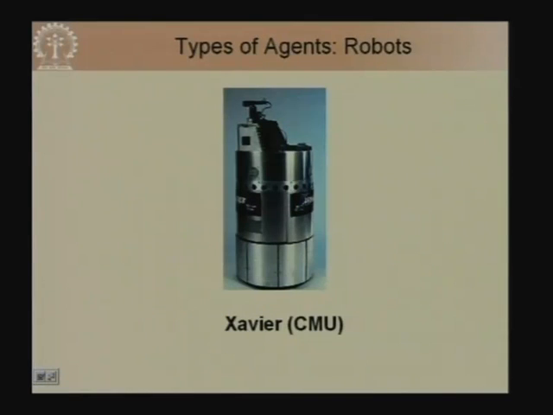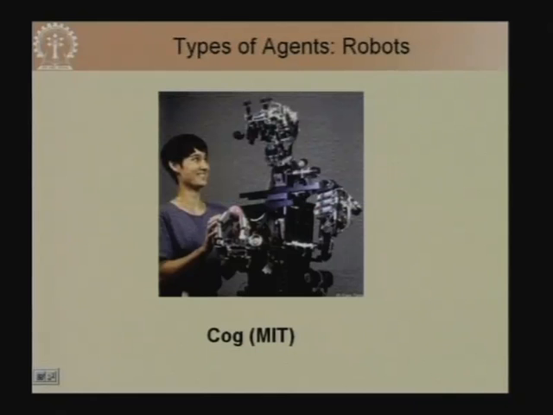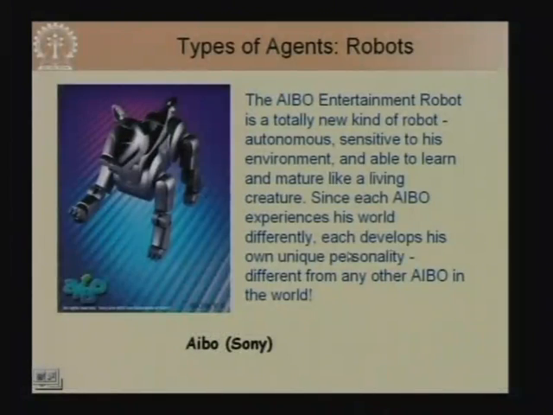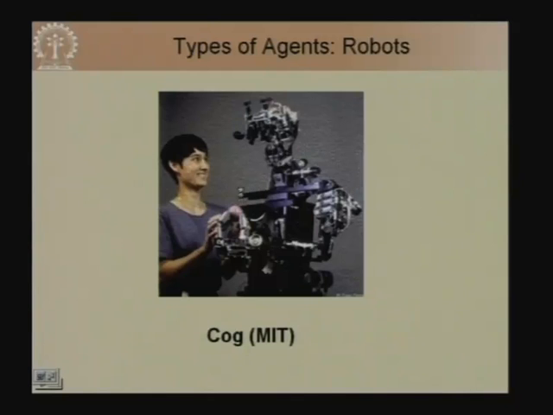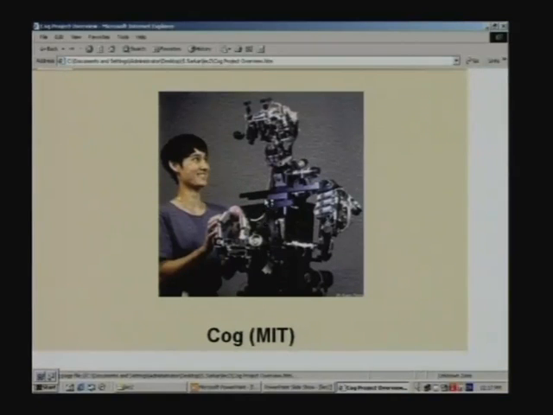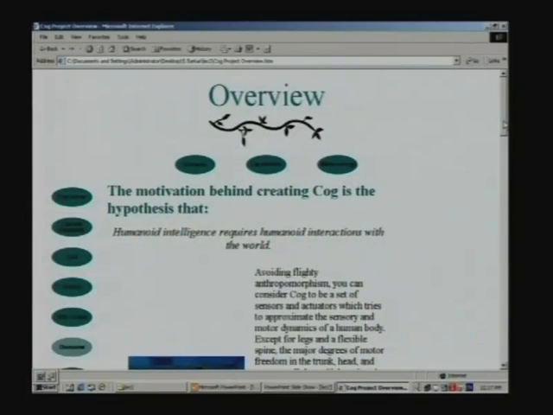So this is a picture of our robot. This is the Xavier robot developed at CMU. It's one of the earlier robots which were developed at CMU. Then this is a robot called the COG robot, which was developed by Rodney Brooks' group at MIT. So let's go to the home page of this robot. So we will have occasion to talk more about Rodney Brooks' activities in the course of today's lecture.